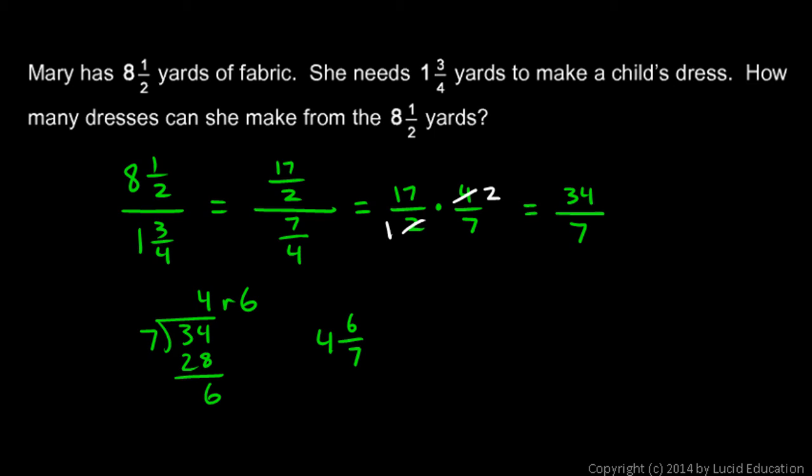But nobody in the real world is going to actually make 6/7 of a piece of clothing. So you're just going to make 4, and then you have 6/7 left over. You have enough left over to make 6/7 of a dress. So you have some scrap left over that's not really usable for making another dress. So the answer here is 4 dresses.